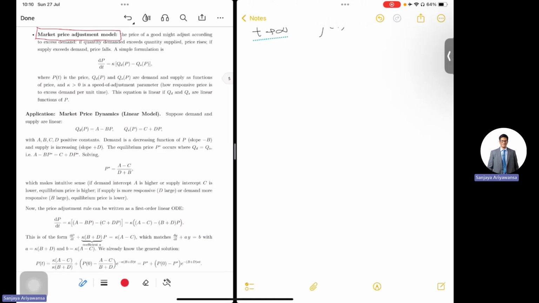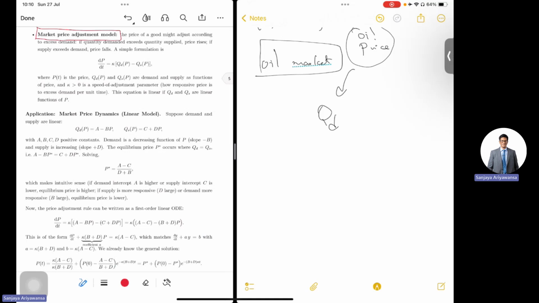So assume, in the oil market, let's take the oil market, oil prices change due to various reasons. I'm talking about oil prices, right? Oil prices can change due to various reasons. It can be because of quantity demanded, quantity supplied, politics can play a role, terrorist attacks can play a role, sentiments can play a role, likewise different reasons.